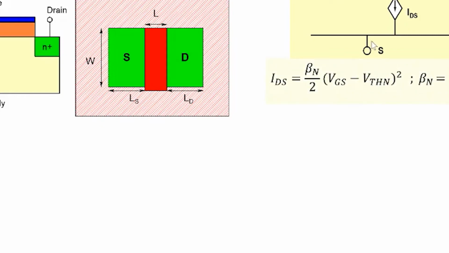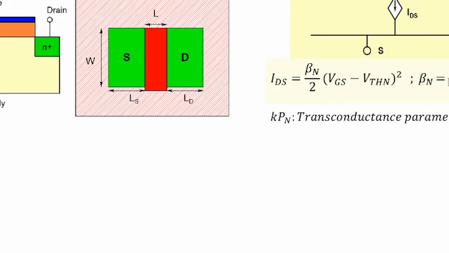And if we are biased in the saturation region, then the current can be expressed as IDS equal to beta n by 2, times (VGS minus VTHN) squared, where beta n is equal to Kpn times W by L. So Kpn is an important parameter of the MOSFET. It's called the transconductance parameter. And once you choose a MOSFET from a particular manufacturer, the Kpn value gets fixed.